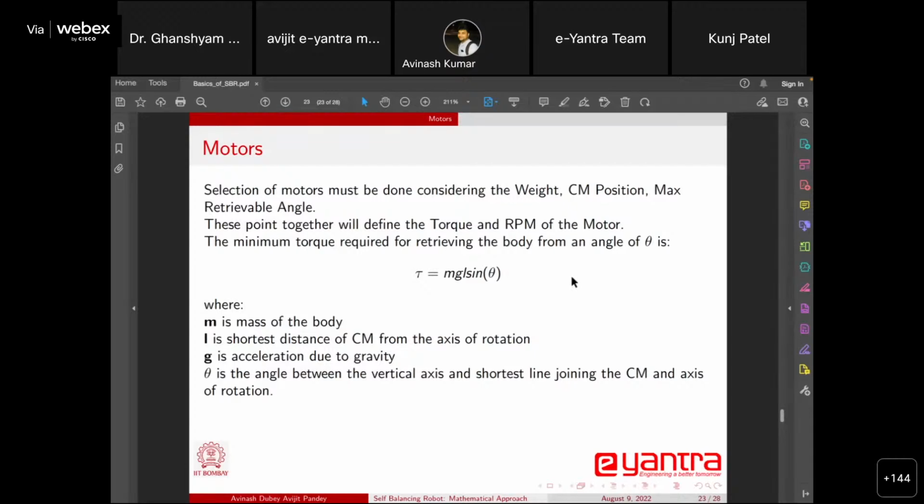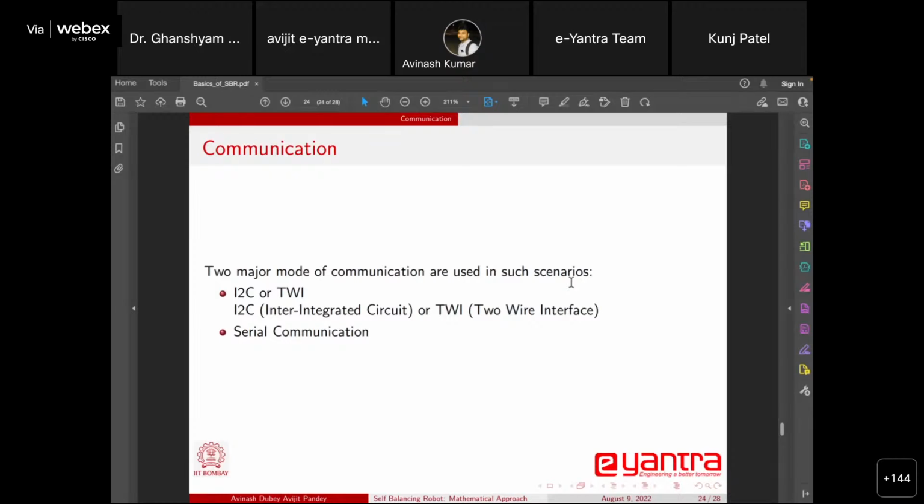So you are doing all this, but somewhere along the way we missed one thing, that is the communication. How the microcontroller is reading data from the sensor, how the microcontroller is sending the data to a laptop or some third device to display it, how the microcontroller is taking input from the remote controller that you have. For all these purposes, we want to have a communication method.